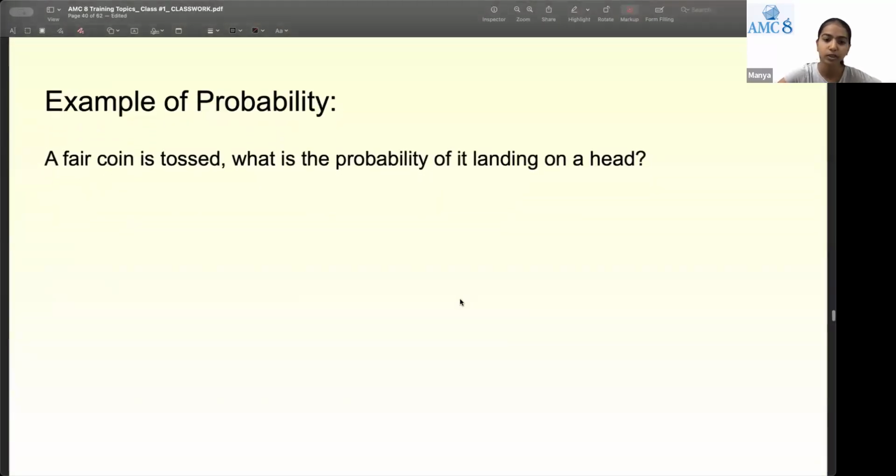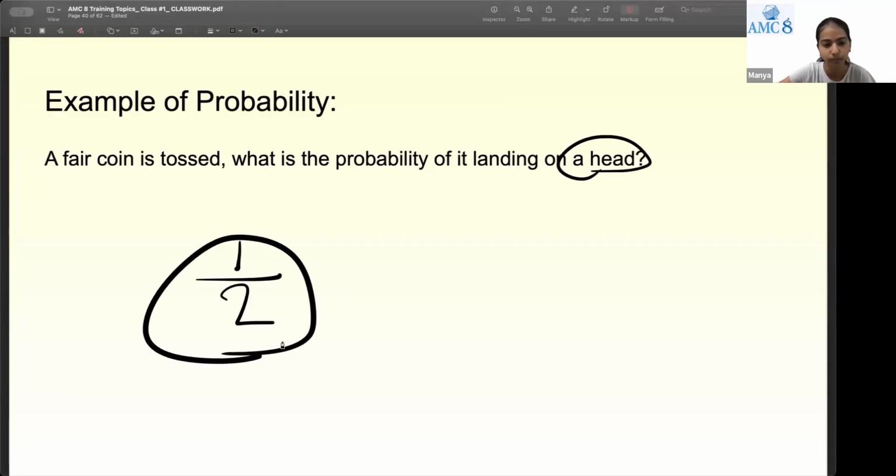Suppose that a fair coin is tossed. What is the probability of it landing on a head? There's 2 sides of a coin, a head and a tail. So what is the probability of it landing on one specific side, which is a head? Since there's 2 sides, and we need it to land on one of the sides, which is basically a head, the probability would just be 1 over 2.